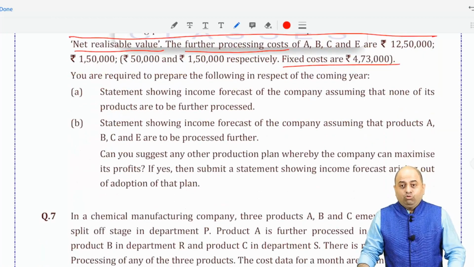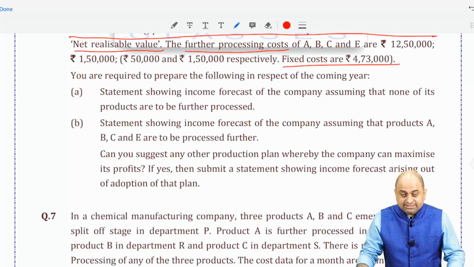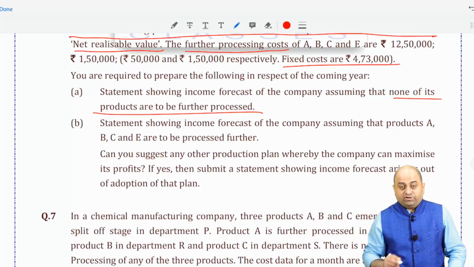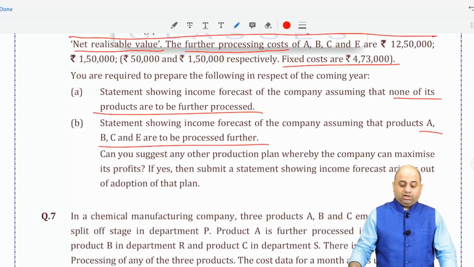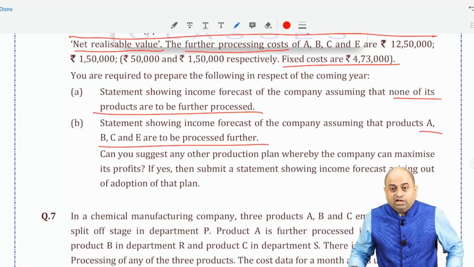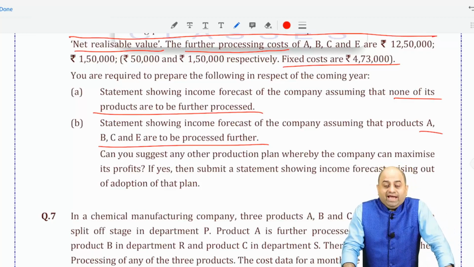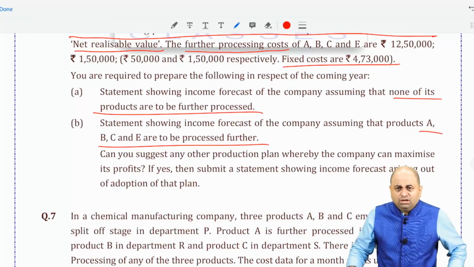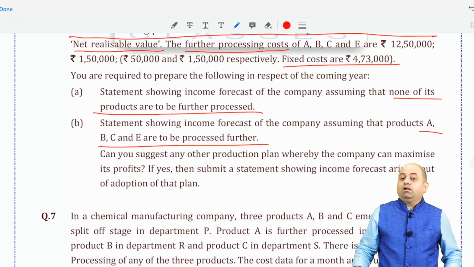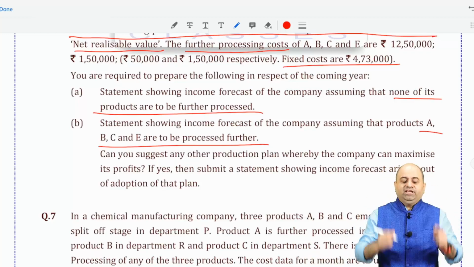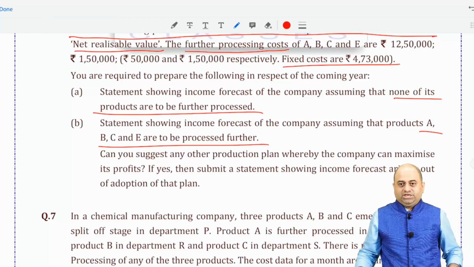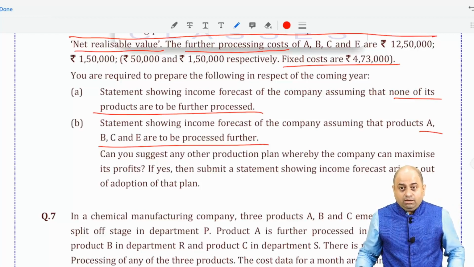A point where I would like to draw your attention is this. In the first part, they have said income forecast, none of its products are further processed. Second part, they have said A, B and C are processed further. Now, they have said use NRV. Then they are saying none of the products are further processed. You know, I know, both of us know. NRV is final sales value of output minus post separation cost. How to use NRV when none of the products are processed further? We can't do anything. We will have to use NRV as per the question. It's kind of an anomaly. I agree with that, but then nothing can be done. The question says that.